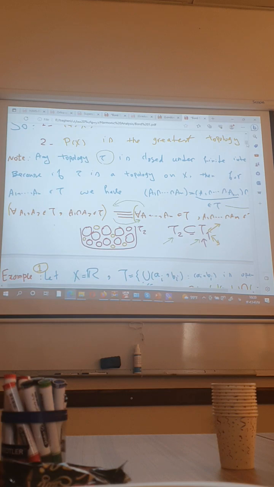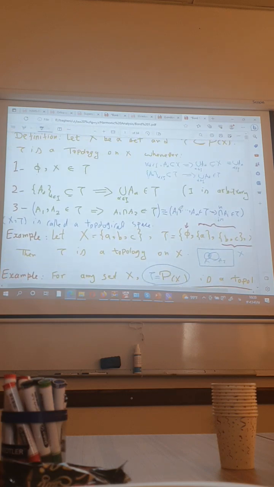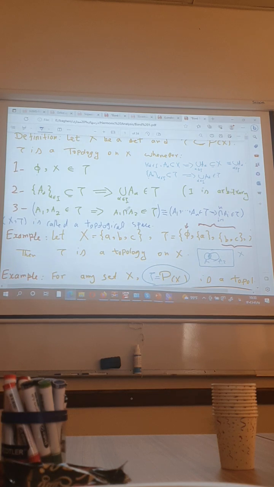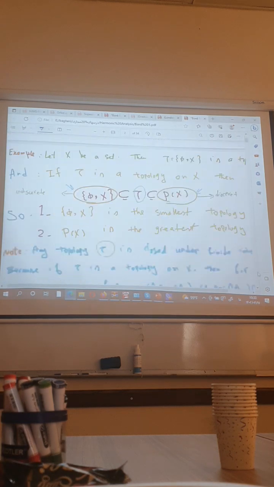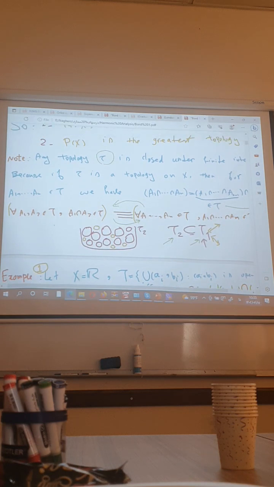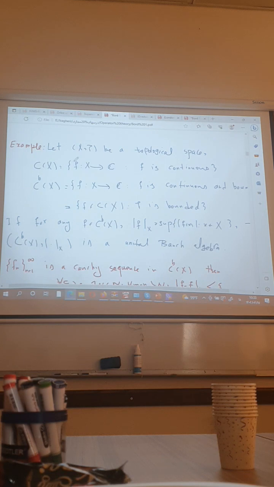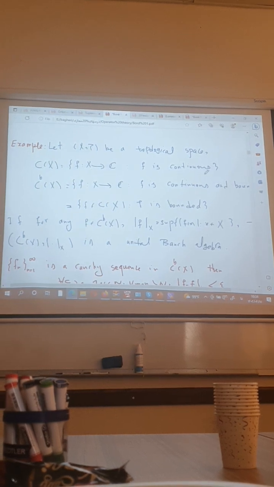This is the proof of this equality. We continue this in the harmonic analysis course, but in your operator theory, let X and tau be a topological space. C(X) equals the set of all functions from X to C such that f is continuous.